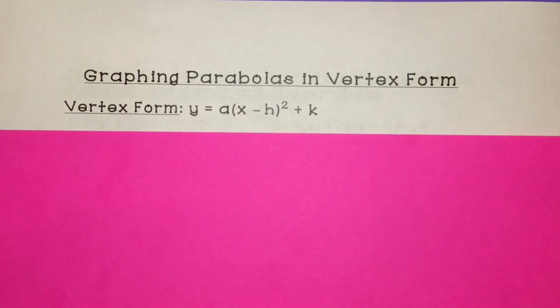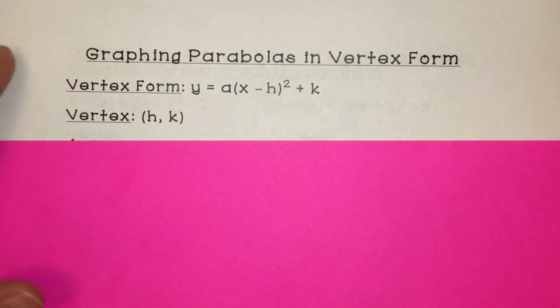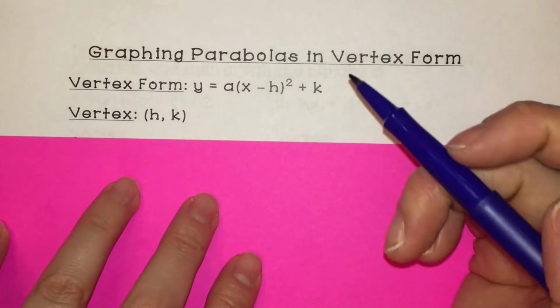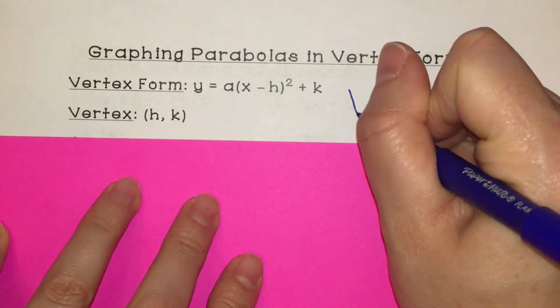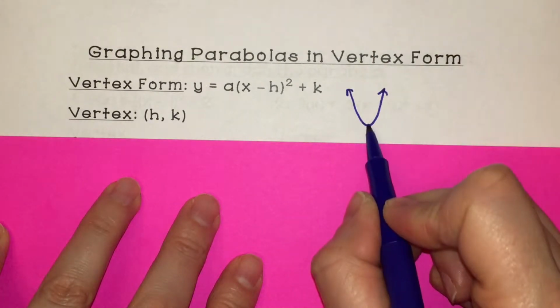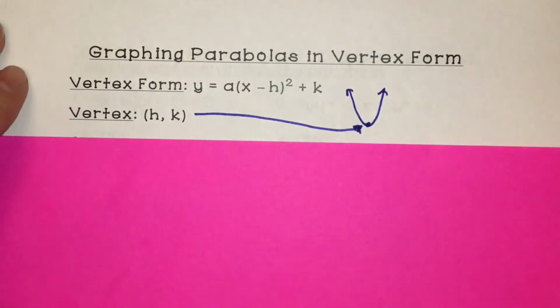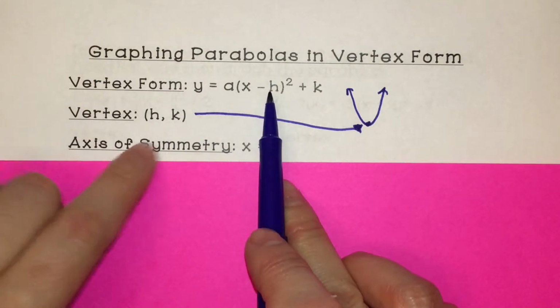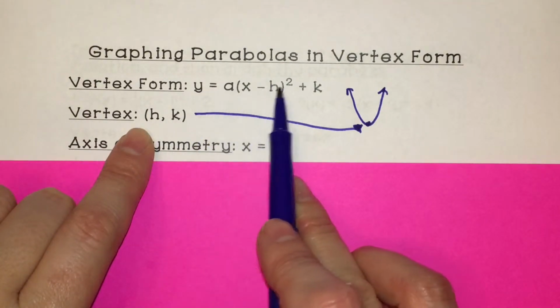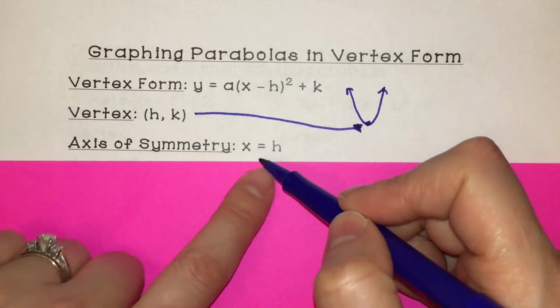We're going to graph parabolas in vertex form. So vertex form is y equals a times x minus h squared plus k. In this form, the vertex of our parabola, so if we look at a parabola, it's kind of U-shaped, and the vertex would be the bottom part of our U. So it would be where we have the h value, x minus h, the k value, what's added on. The axis of symmetry is where x is equal to h.